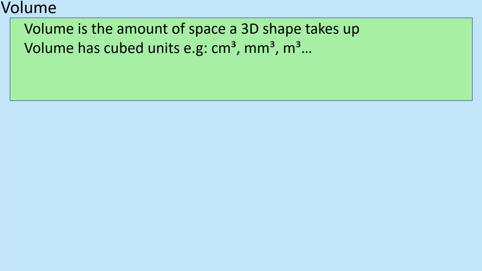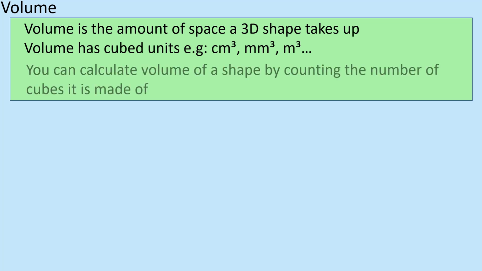So volume is given as a cubed metric unit. For example, centimeters cubed, millimeters cubed and meters cubed, and the reason being, obviously, it's got 3 dimensions, hence the 3. And it's normally calculated by counting the number of cubes that are in it. Obviously, it might not be a whole cube, it might be a portion of a cube, but essentially it's how many little cubes go into it.